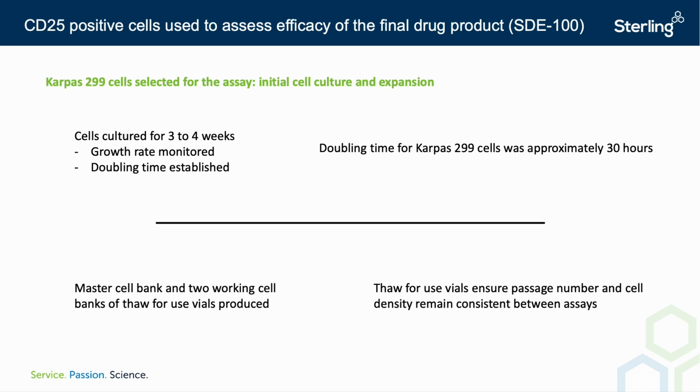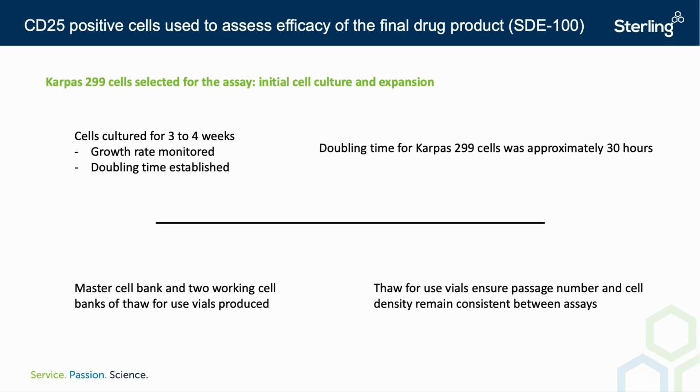Prior to using the cells in an assay, 3 or 4 weeks are spent culturing the cells, monitoring the growth rate to establish a doubling time. It is important to establish this metric because the interaction between the cytotoxin MMAE and tubulin does not result in cell death until the cell divides or tries to divide. The doubling time for CARPAS-299 cells was approximately 30 hours, and roughly 3 doublings are required to generate a significant difference between live and dead cells that can be readily detected in an assay.